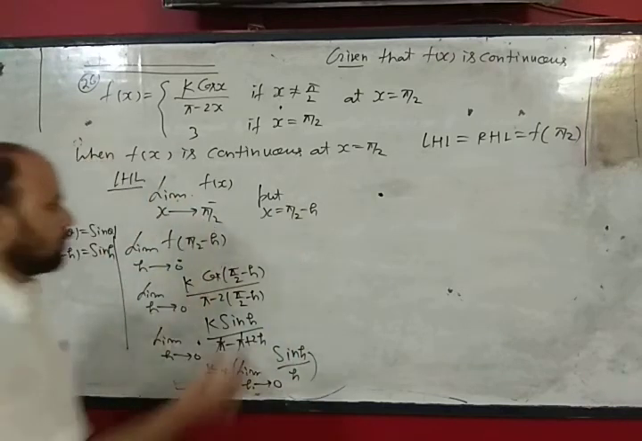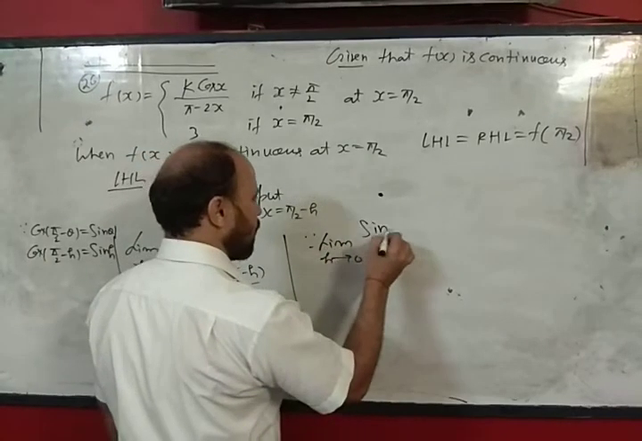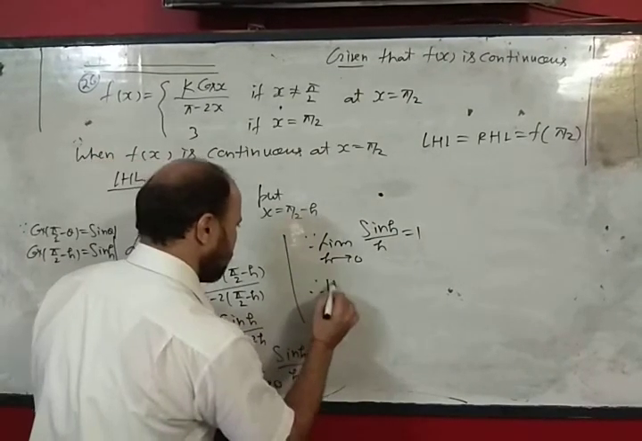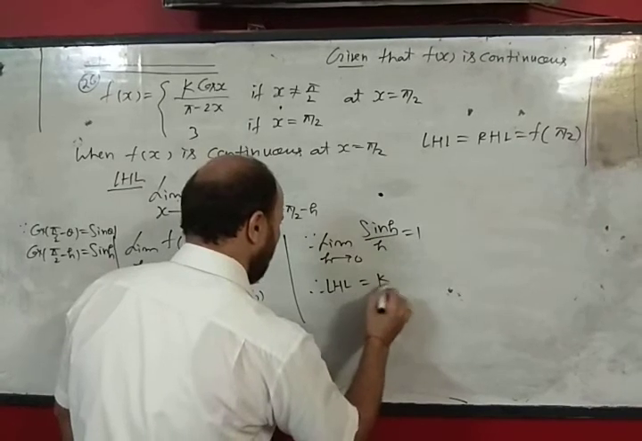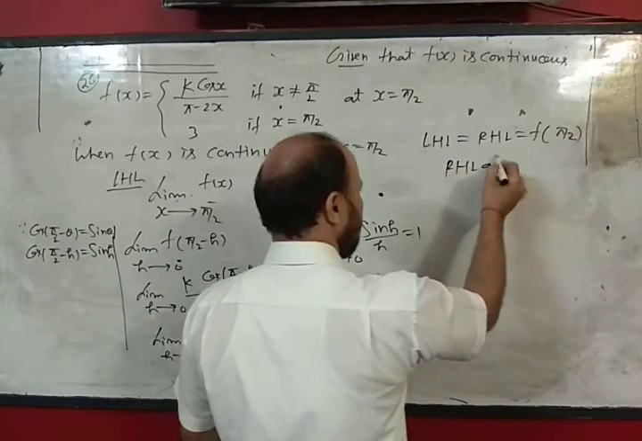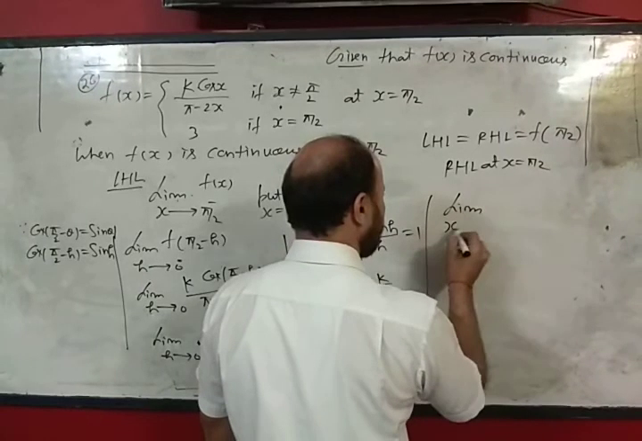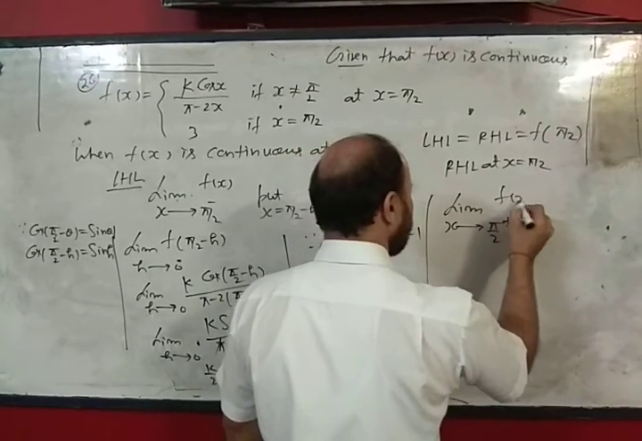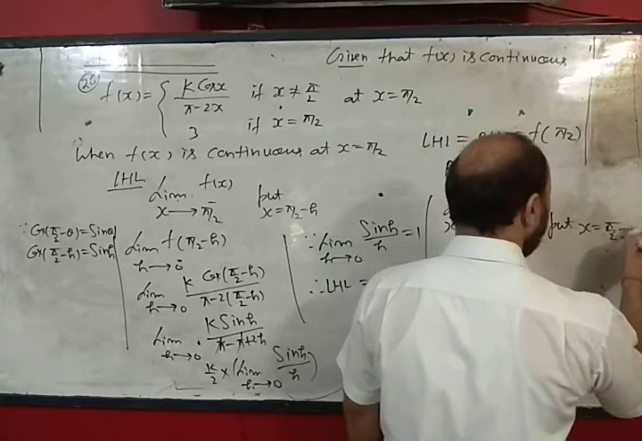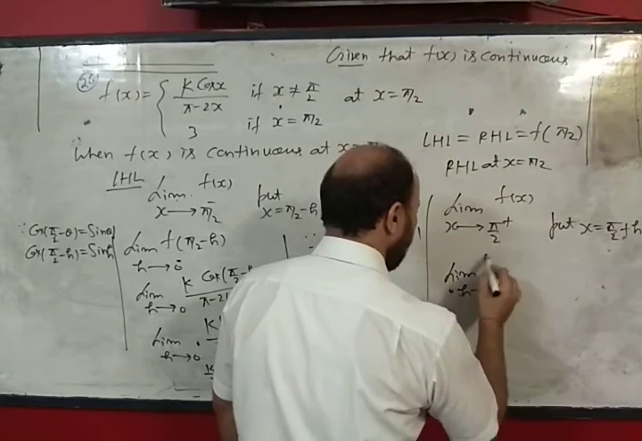We know that limit h tends to 0 sin h upon h is equal to 1. So the value of LHL is equal to k by 2. Now RHL at x is equal to pi by 2. First step, limit x tends to pi by 2 plus f(x), put x is equal to pi by 2 plus h, and the new limit is h tends to 0 f(pi by 2 plus h).